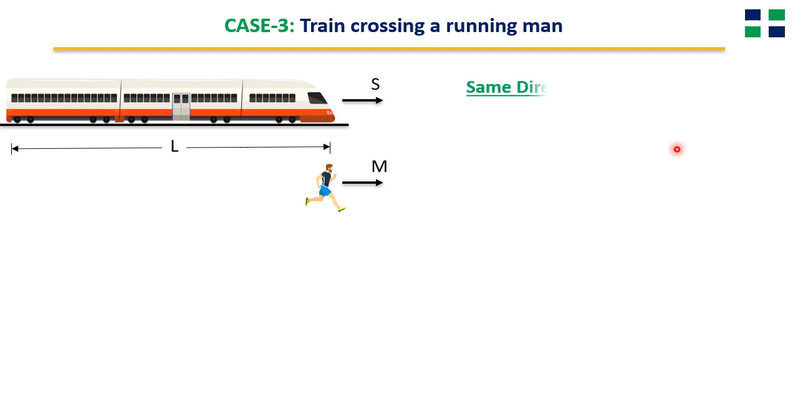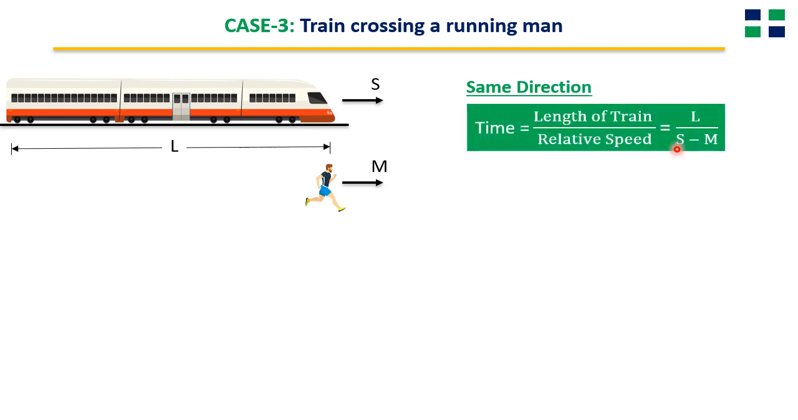If they are going in the same direction, the time taken by the train to overtake the running man is length of the train divided by relative speed. Now why relative speed? Because there are two moving bodies and they are going in the same direction. So relative speed will be the difference of their speed, that is speed of train minus speed of man.